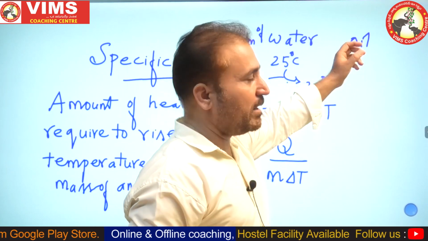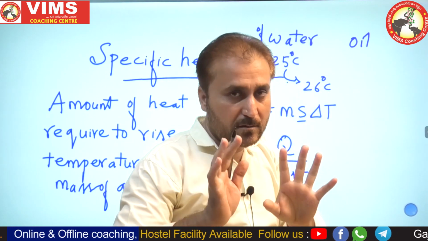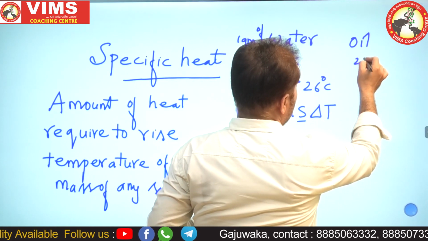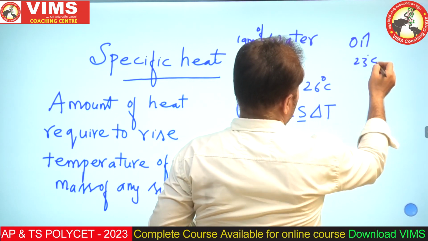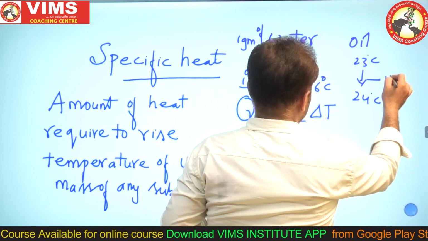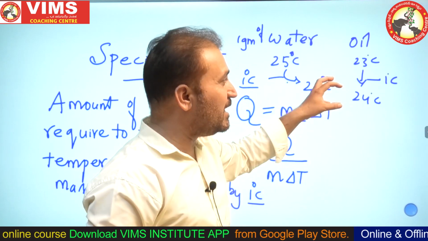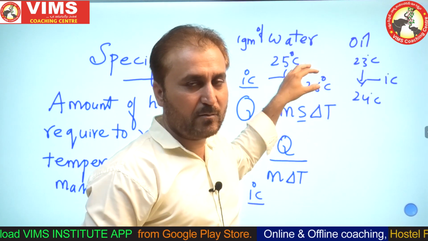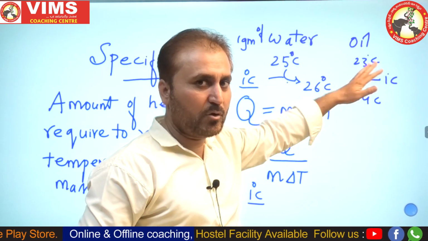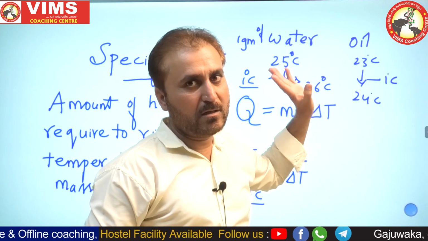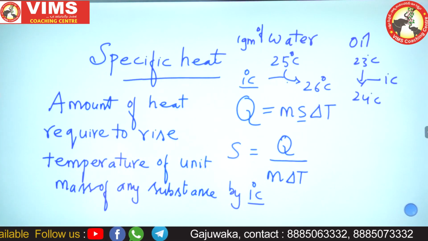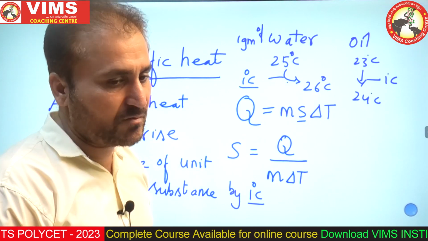On the other hand, I am having oil. Oil is also having some temperature. Let us say the temperature of oil right now is 23 degrees Celsius. I increased its temperature by 1 degree. Again, the increase in temperature is how much? 1 degree. But here the heat required is different, because this is water and that is oil. In both cases, the heat required is not the same. So that difference is known as specific heat. I hope everyone understood what is specific heat and its formula.